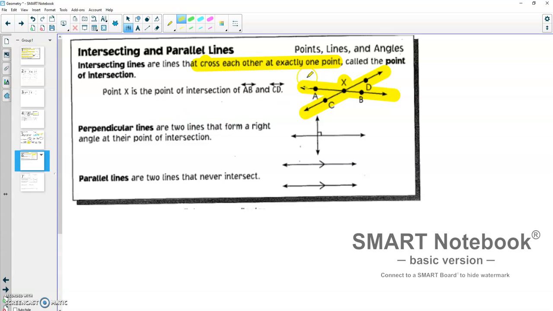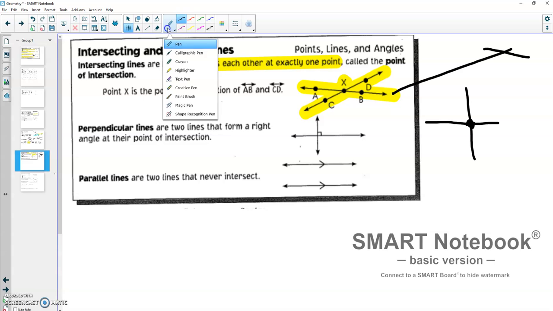And this goes for anything. So if I drew two lines that cross like this, that's still an intersection. This is still intersecting lines. If I draw a new straight one, kind of like this, it's still an intersection. I'm still crossing at one point. So this is intersection.